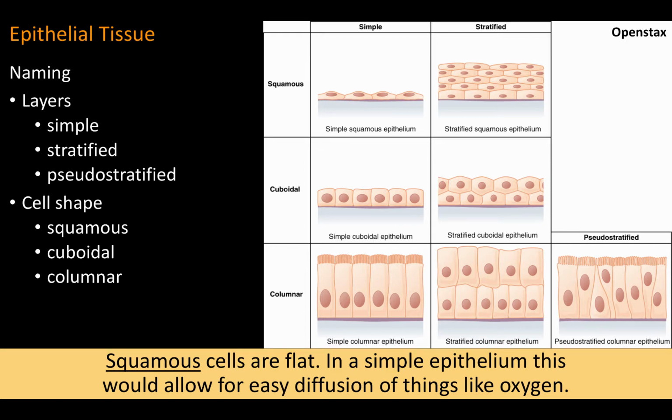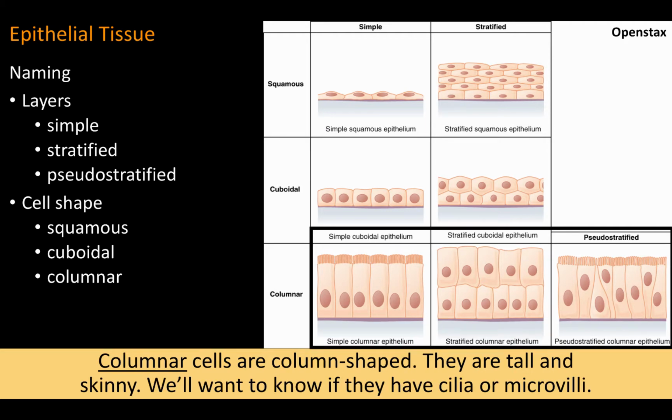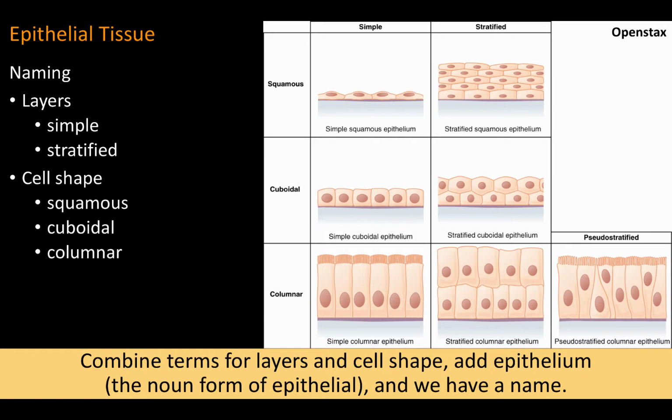Squamous cells are flat. In a simple epithelium, this would allow for easy diffusion of things like oxygen. Cuboidal cells are cube-shaped. They look square from the side. Columnar cells are column-shaped. They are tall and skinny. We'll want to know if they have cilia or microvilli. Combine terms for layers and cell shape, add epithelium, the noun form of epithelial, and we have a name.